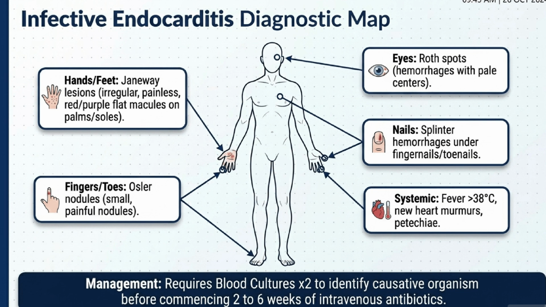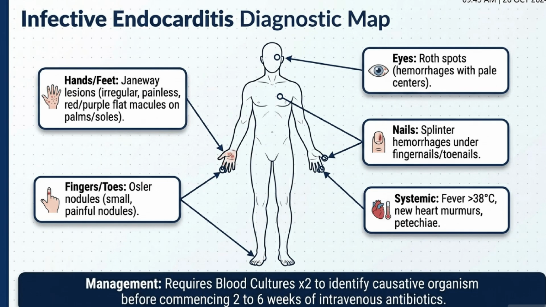Wow. And the physical signs that this is happening are just bizarre. The sources list Osler nodules and Janeway lesions. Why on earth would an infection on a heart valve cause spots on your hands and feet? Because the heart is violently pumping blood past these fragile vegetations. Tiny pieces of that infected bacterial netting break off and travel through the bloodstream as emboli.